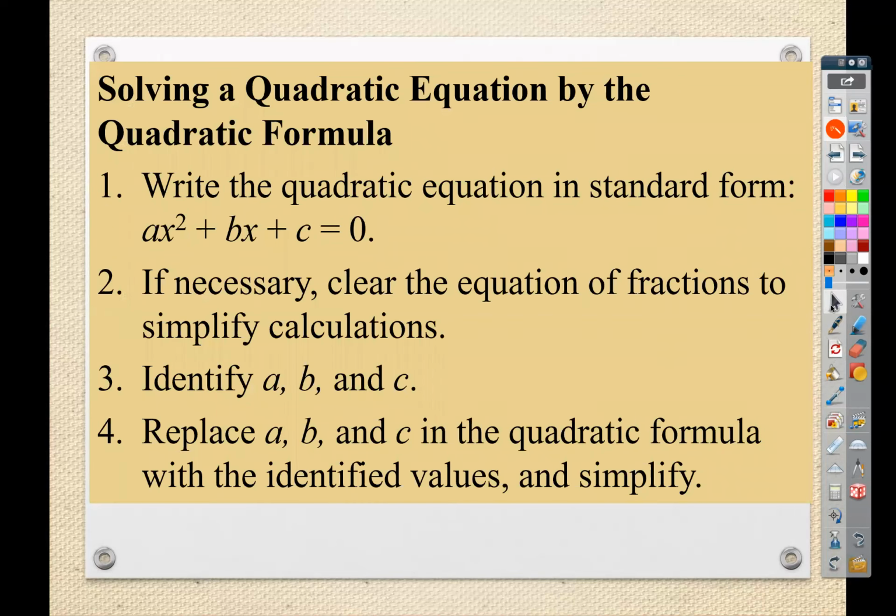So these are the steps. Write the quadratic equation in standard form. That's number one. If necessary, clear the equation of fractions to simplify your calculations. You don't have to, it's up to you. Identify a, b, and c, and then replace a, b, and c in the quadratic formula with the identified values and simplify.